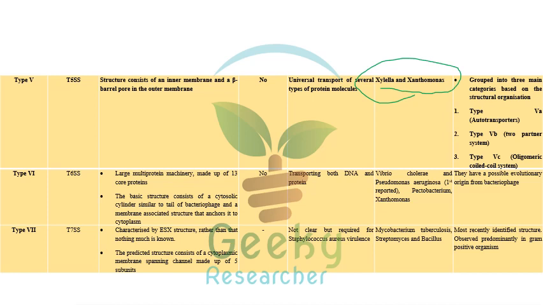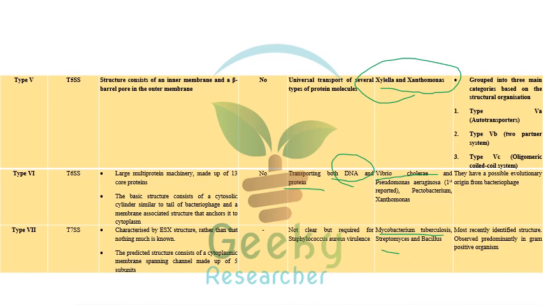When it comes to type 6, we can observe it in Vibrio cholerae, Pseudomonas aeruginosa and Pectobacterium, as well as Xanthomonas. This is mainly used in transportation of DNA as well as proteins. And the type 7 secretion system was actually observed in Mycobacterium tuberculosis as well as Bacillus and Streptomyces. But the overall transportation mechanism was not clearly understood so far. What we can expect is examples like: type 1 secretion system can be found in, or type 3 secretion system can be found in, or type 4 secretion system can be observed in Agrobacterium tumefaciens. Such kinds of questions we may expect in exams.